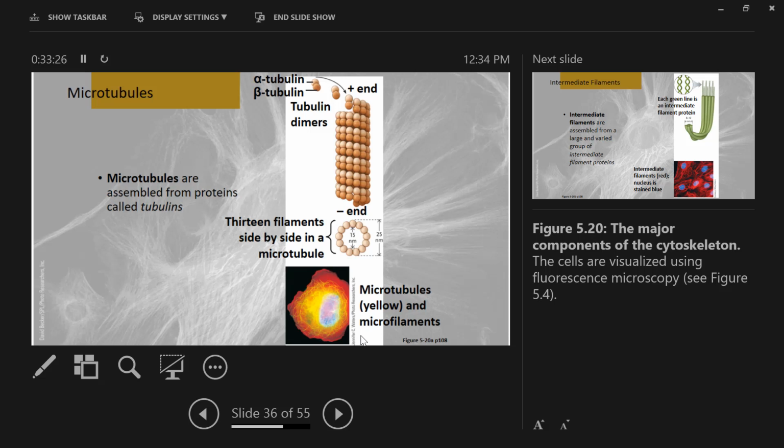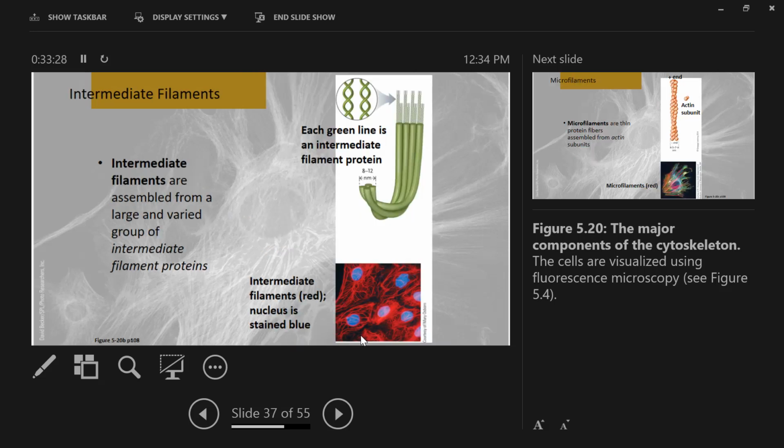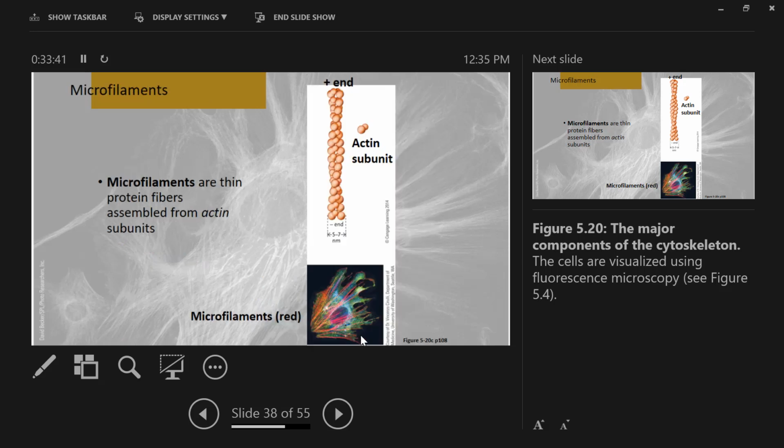Yeah. So here is an image of intermediate filaments. But again, these are extremely varied. You have a whole suite of different intermediate filament proteins. So we just say intermediate filament proteins and don't give you a specific type, like tubulin or actin. And then here are microfilaments showing you actin subunits.